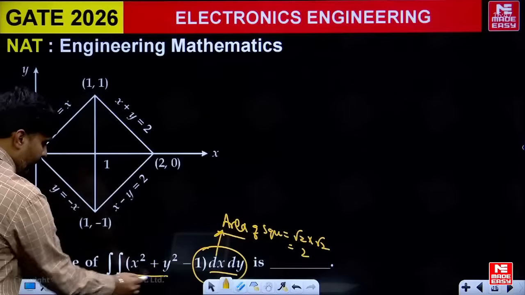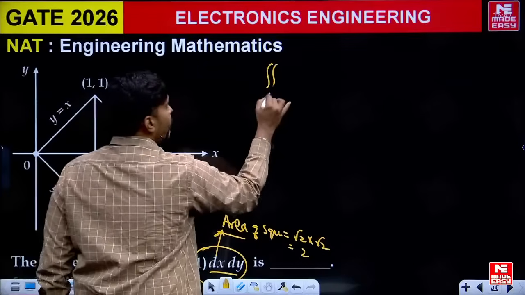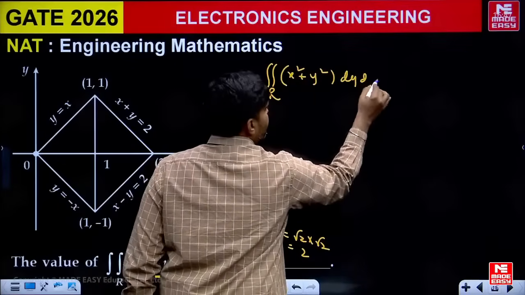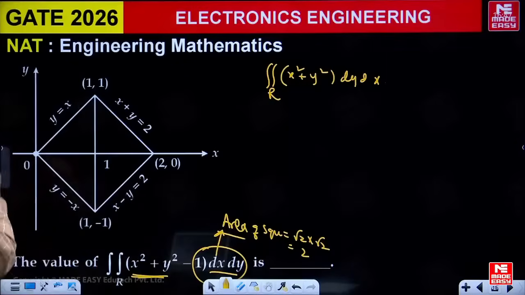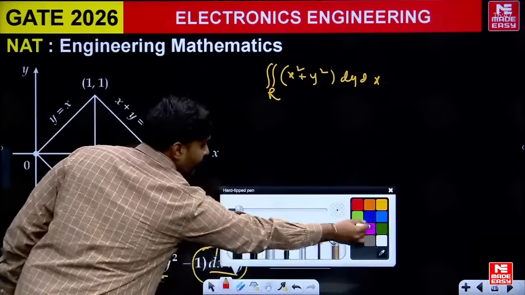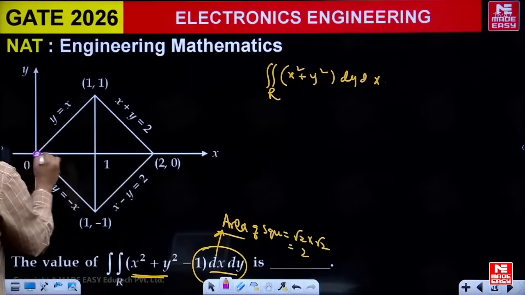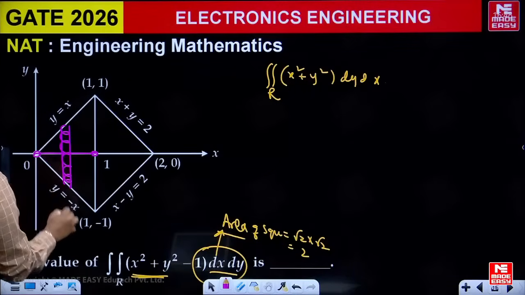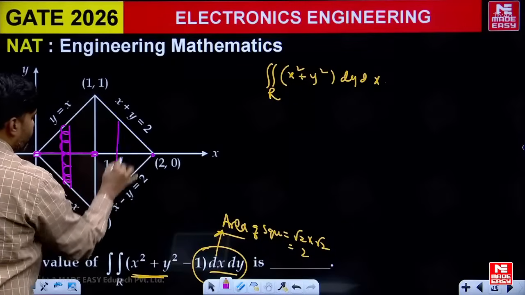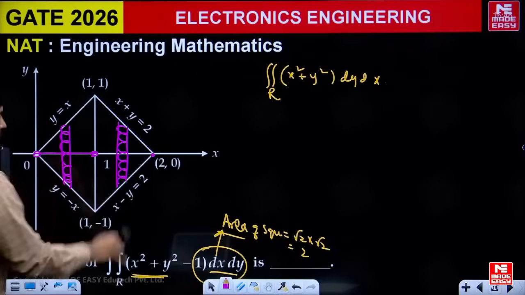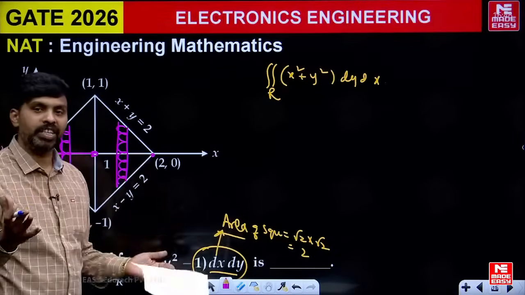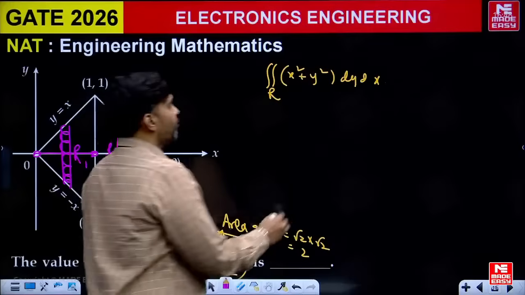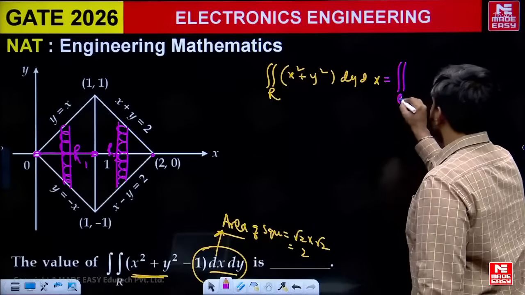If you want to find this, the double integral of x² + y² dy dx. But you just see this here, we can take the limits in this way. All of you please observe: from 0 to 1 you take a vertical strip, and from 1 to 2 you take another vertical strip. Since two vertical strips are forming, we have to divide the region into two regions, R1 and R2.